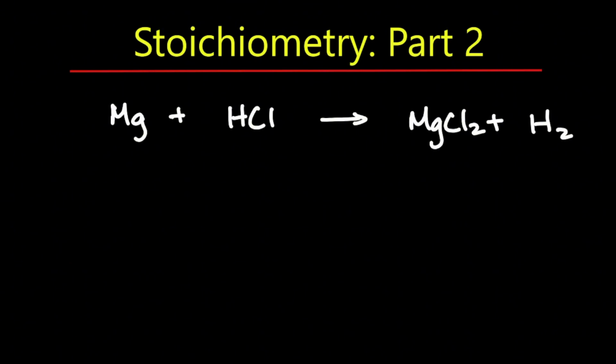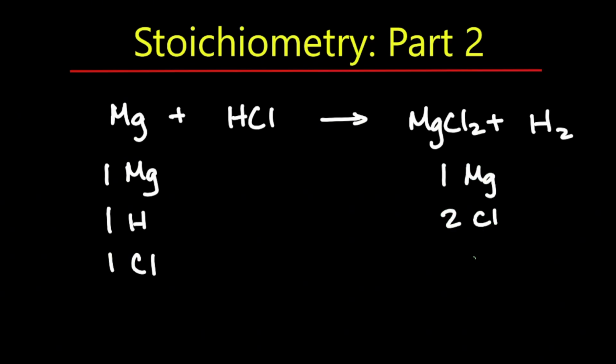You might notice, however, that there's one Mg here, there's one H here, and there's one Cl on the left side. On the right side, we still have one Mg, but we need two Cl's here and two H's. So we're missing an H and a Cl on the left side. What do? What if we just double this compound here that has both H's and Cl's? Now we have two H's and two Cl's, which means now the equation is balanced.